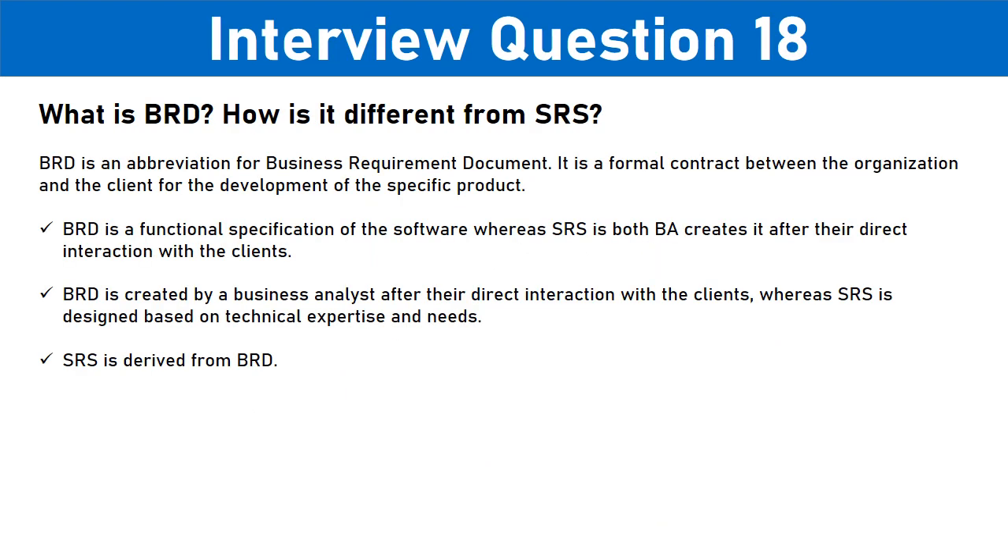Interview question 18. What is BRD? How is it different from SRS? BRD is an abbreviation for Business Requirement Document. It is a formal contract between the organization and the client for the development of the specific product.